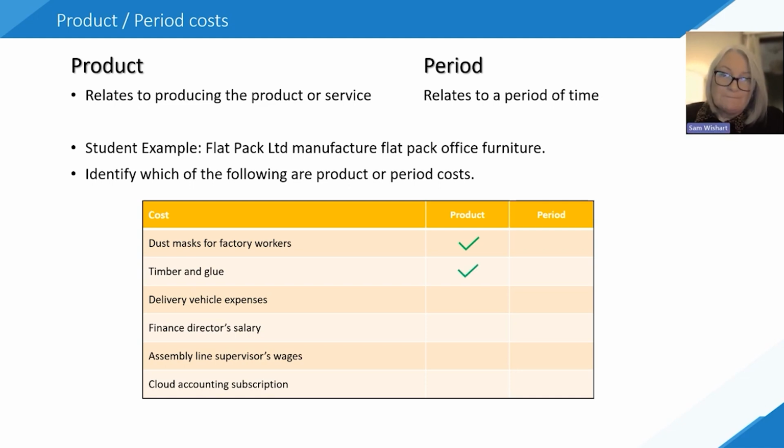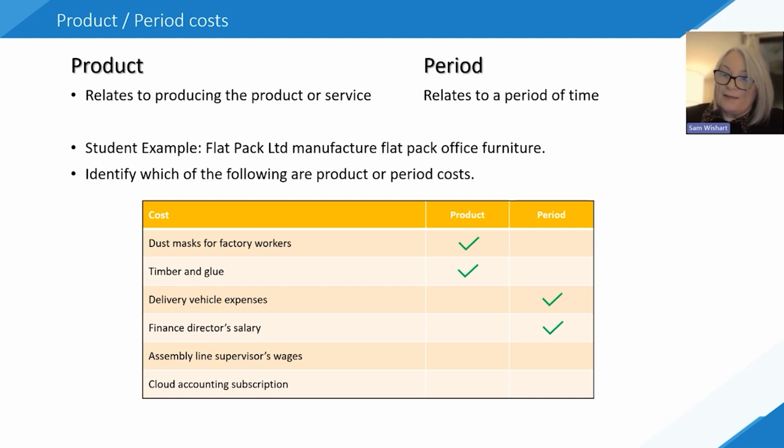Timber and glue. Fine to put PR, that's absolutely fine, and PE for period cost. What about the delivery vehicle expenses? Is that to do with production, do we think? That's not going to relate to producing our product, is it? What about the finance director's salary? Finance director doesn't tend to get involved with producing the products, so it won't be a product cost.